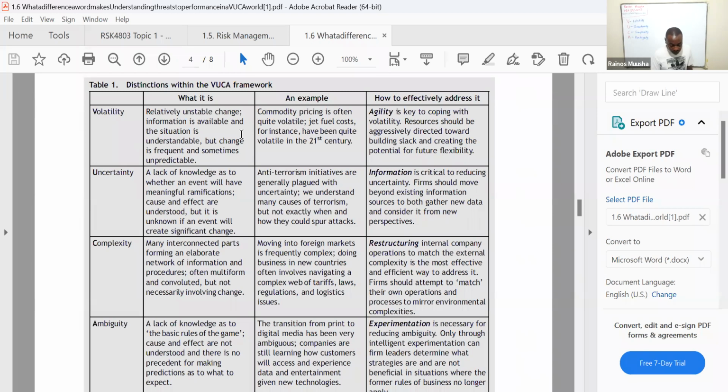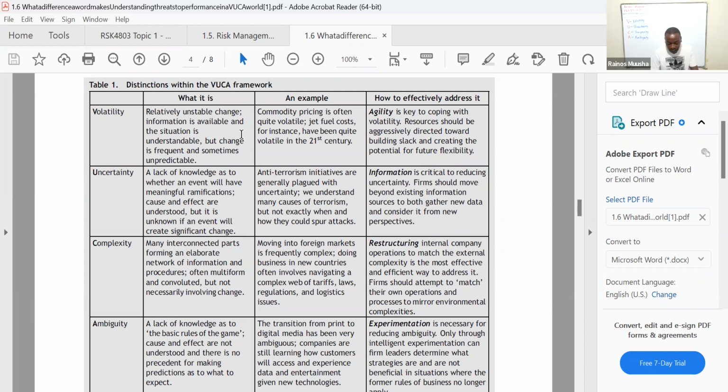Then we also look at a situation of uncertainty, and they say this is where there is a lack of knowledge as to whether an event will have meaningful ramifications. Cause and effects are understood, but it is unknown if an event will create significant change. As an example, anti-terrorism initiatives are generally plagued with uncertainty. We understand many causes of terrorism, but not exactly when and how they can spur attacks.